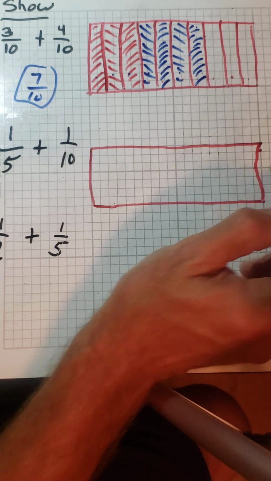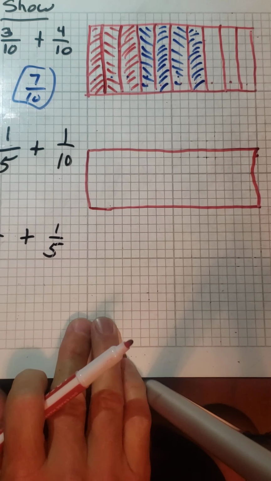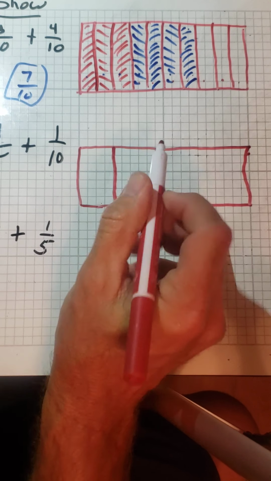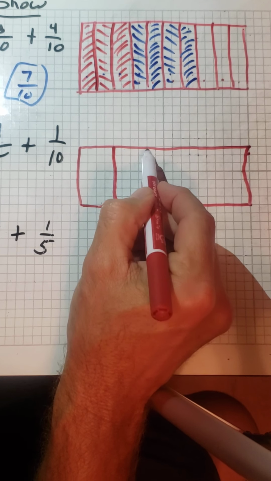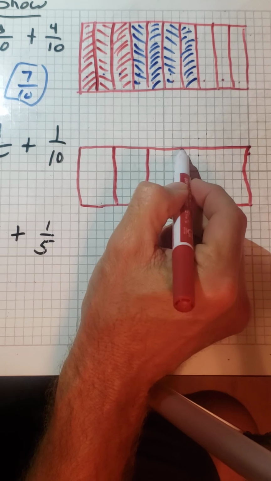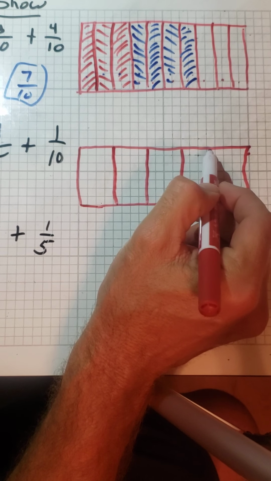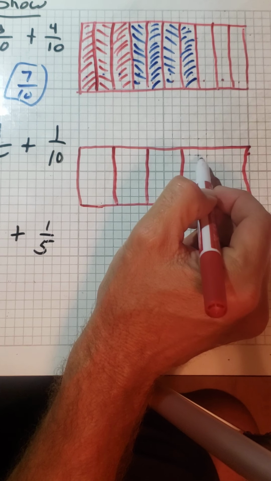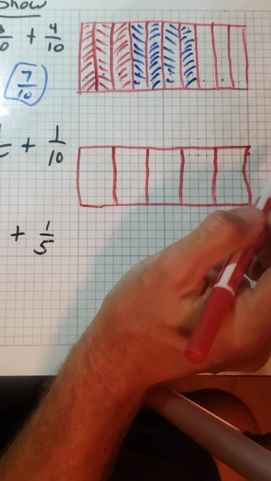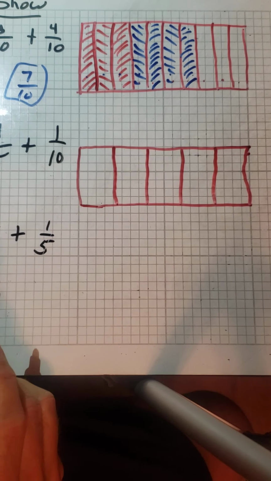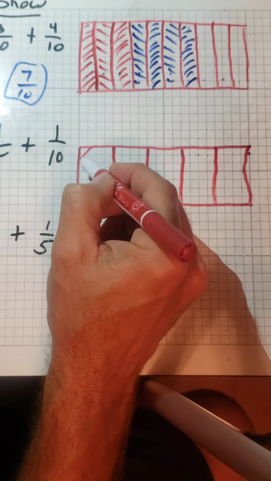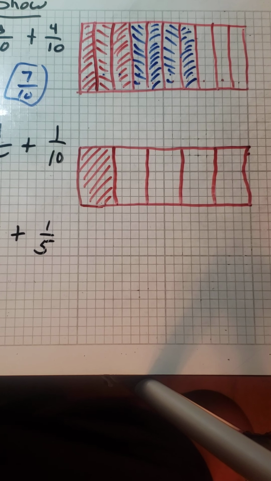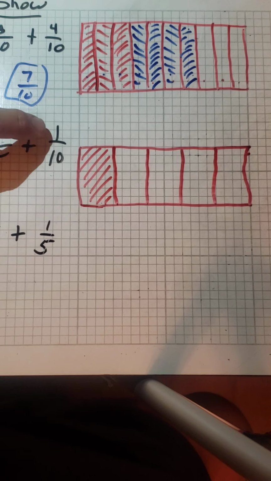Like that, okay. And then I need them to be into fifths. So that would be 1, 2, 3, 4. All right, so there we go. And then this says to color in 1/5. So I'm going to go ahead and color in a fifth there. So there's my fifths. Now, the next one was to color in 1/10.